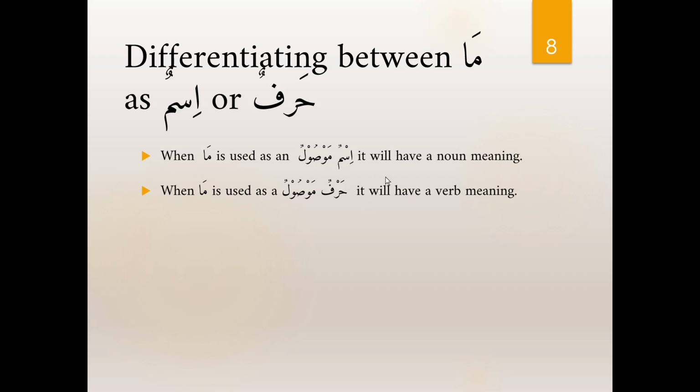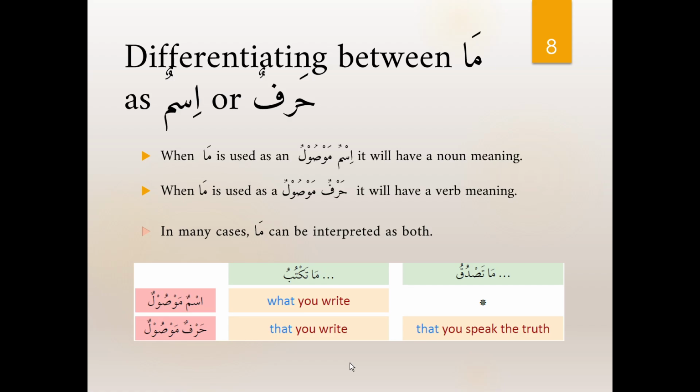So just now was "speaking" as in a noun, and "speaking" as in a verb that we saw in the previous example. In many cases, ma can be interpreted as both. So we just see it again. When it is an ismu mawsul, an isim, what you write, you can translate as "that". Or when it is harfu mawsulun, you have two options: "that you write", or in this case ma tasduq, "that you speak the truth", or "speaking the truth", or "writing", for example. So ismun has a noun meaning, "what", and harfun has a verb meaning, "that you write, that you speak". So it's an action that you're doing, whereas this is focusing on the writing itself.